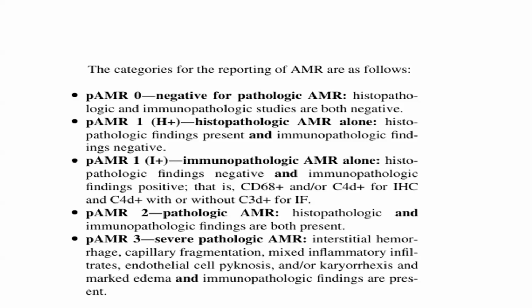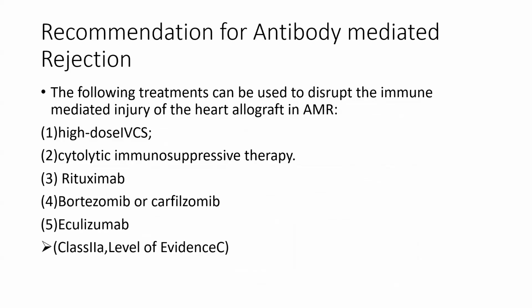Then AMR grade 2 means pathological antibody-mediated rejection, that is, histopathological and immunopathological findings are both present. And grade 3 means severe pathological AMR, that is, interstitial hemorrhage, capillary fragmentation, mixed inflammatory infiltrate, endothelial cell pyknosis, karyorrhexis, and marked edema will be there.